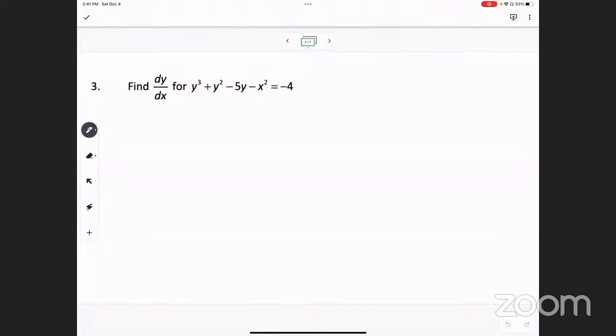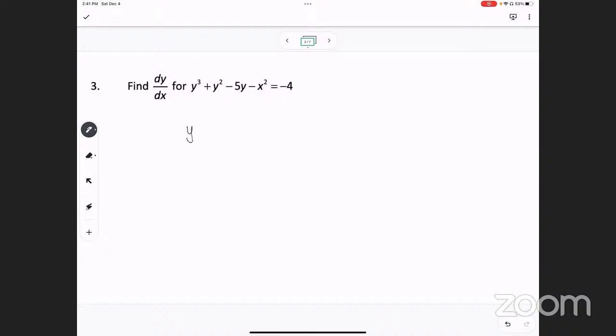All these are going to be word problems from Unit 4 because I want to master these word problems in case he makes that reassessment. So this problem, I'm on the second page on this document. They want us to find the derivative dy/dx for this function. So this is implicit differentiation, right?